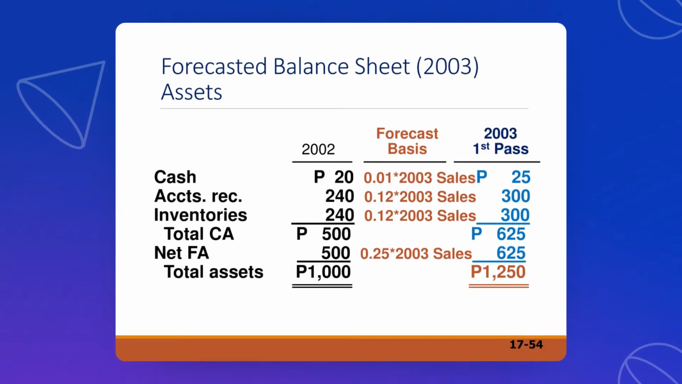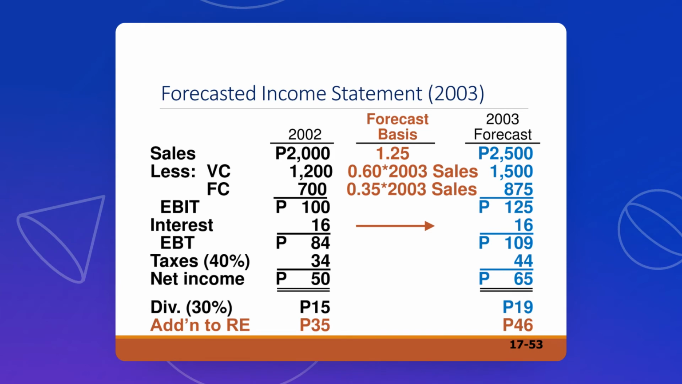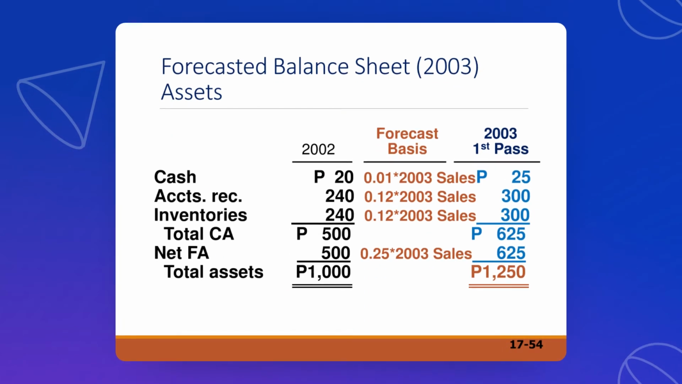Next one. Next one is about forecasting your balance sheet. Class, nandito na yung tinatawag natin spontaneous assets. Okay. Sir, saan po nakuha yung 0.01? Okay. Diba, 20 yung ating cash. 20 divided by magkano yung dating sales? 2,000. Okay. Meaning to say, lahat daw ng ating assets are spontaneous. Diba? Meaning to say, if your sales will increase, cash, accounts receivable, inventories, and net fixed assets will also increase. Saan galing yung 0.01? 20 divided by 2,000, the previous sales or 2002 sales.